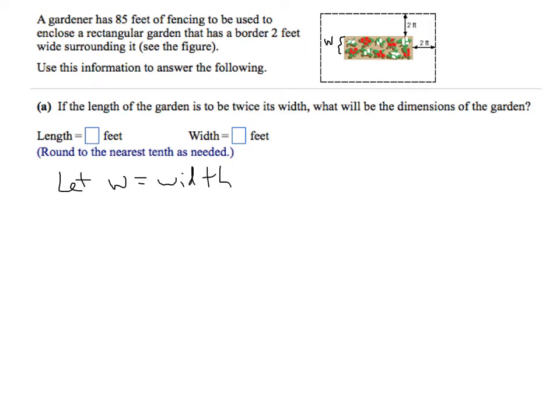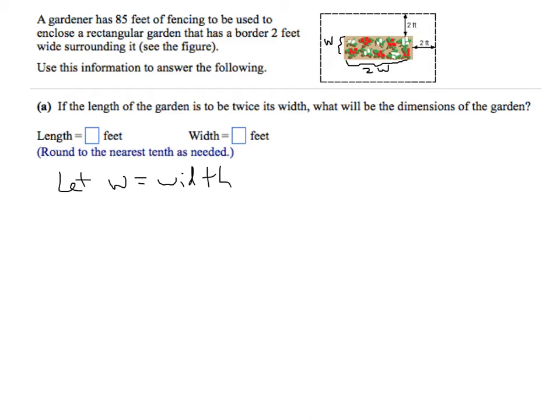of the garden. I always think of the width as that smaller direction, and then I'll think of this as the length across here. We're told in the problem that the length is twice the width. So across this way, that dimension is twice W. So if you originally guessed that W was 5 for the width, then you would be saying that the length was 10.